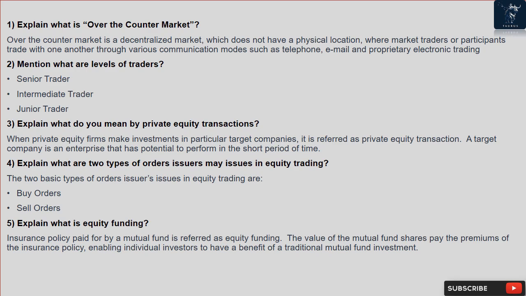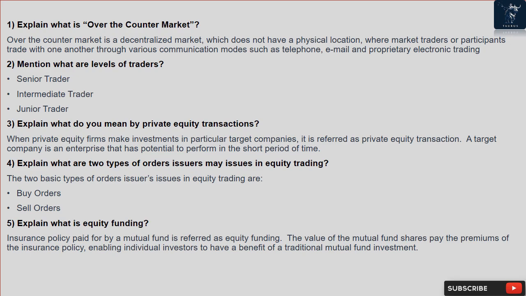2. Mention what are levels of traders. Senior trader, intermediate trader, junior trader. 3. Explain what do you mean by private equity transactions. When private equity firms make investments in particular target companies, it is referred to as a private equity transaction. A target company is an enterprise that has potential to perform in a short period of time.